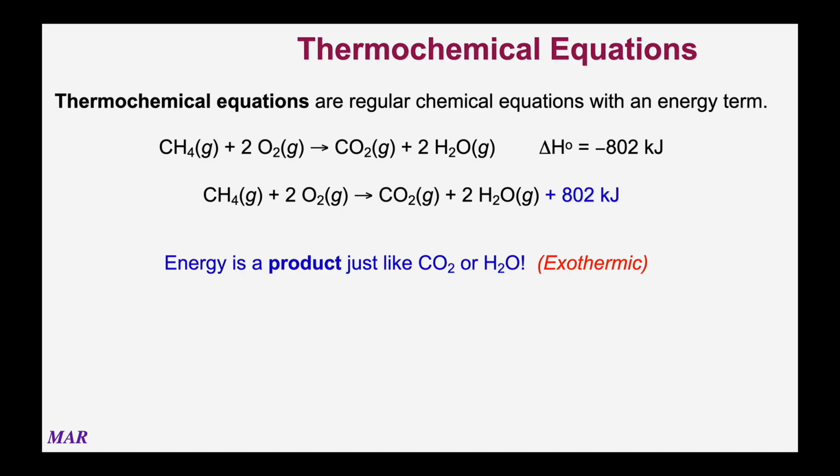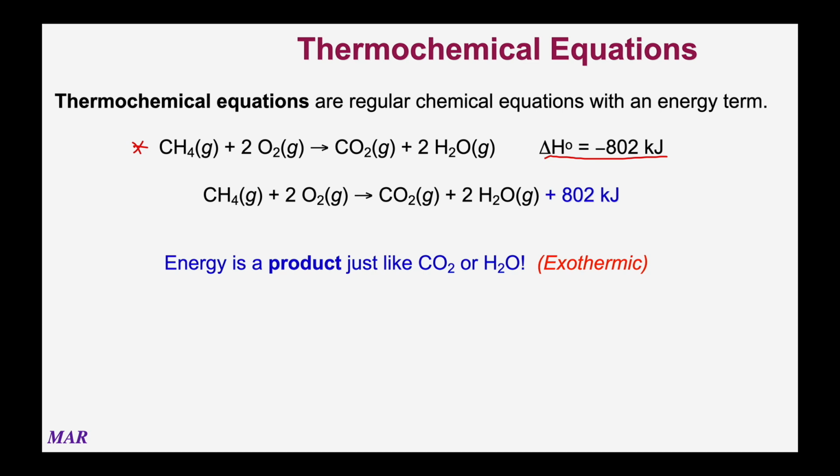Thermochemical equations are really just another kind of chemical equation, but they've got the energy associated with them. All right, so notice this first reaction right here. This is methane and 2 O2s making CO2 and 2 waters, and the delta H here, it claims under standard conditions, negative 802 kilojoules. So again, if the delta H is negative, that means exothermic.